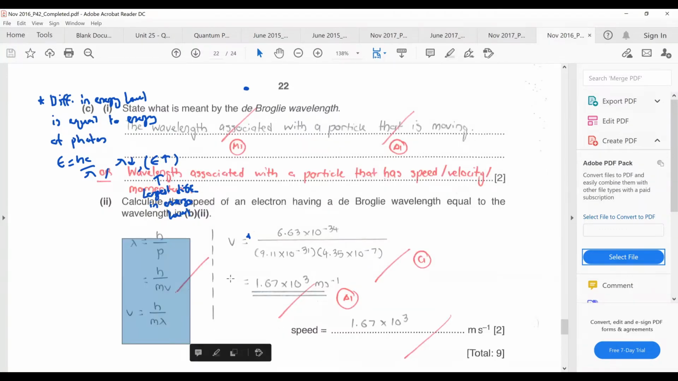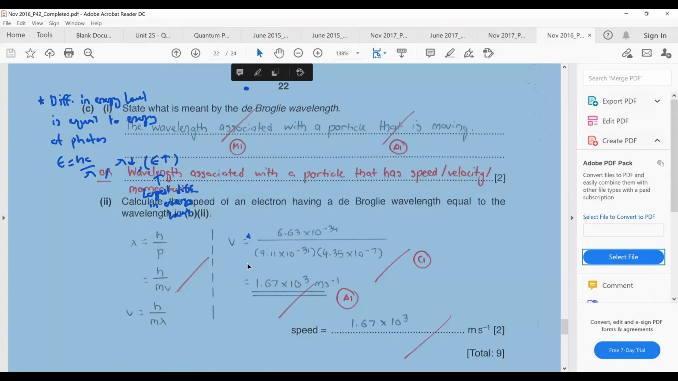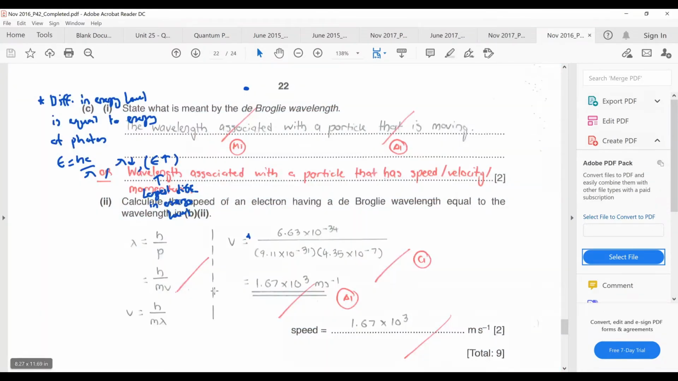So you use this equation. Lambda is equal to h over p, which is equal to h over mv. Find out the required speed by substituting all the required values. You know the Planck constant, you know the mass of the electron, and you also know the wavelength you want. So your electron must be moving with 1.67 times 10 to the power 3 meter per second. Okay.